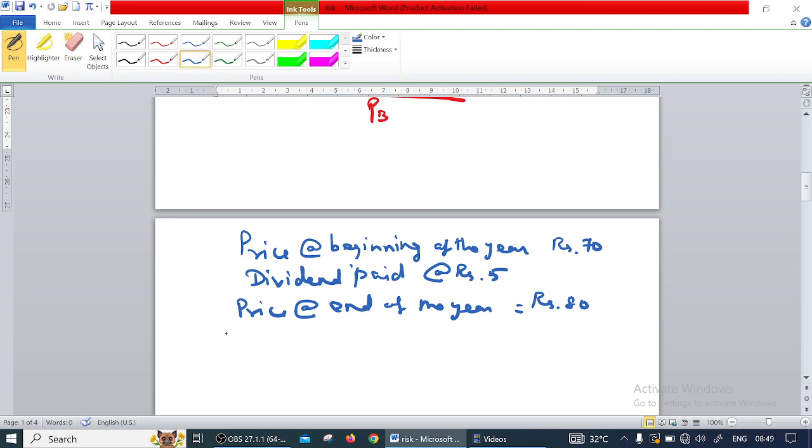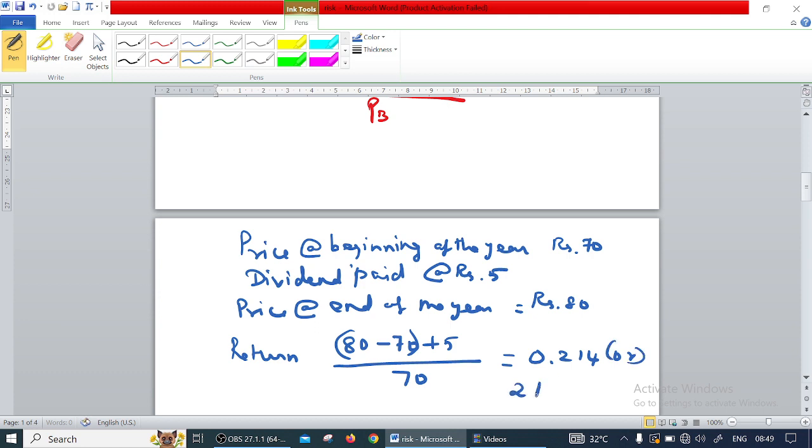Then how do you calculate the return? Return is nothing but 80 minus 70 plus 5, so the price appreciation, divided by 70, the price at the beginning. So which means 10 plus 5, that is 15, divided by 70, you may get about 0.214, or we can say 21.4 percent is the return.